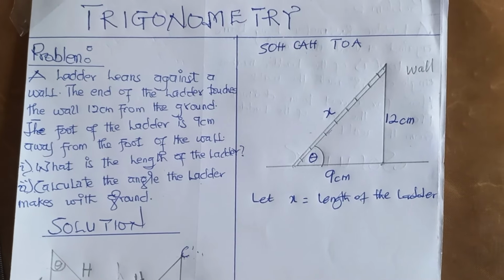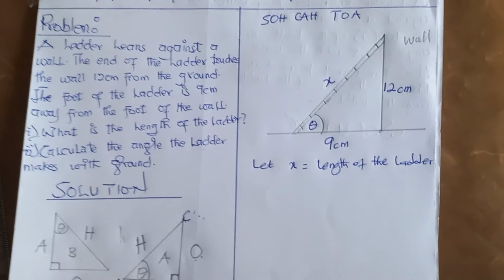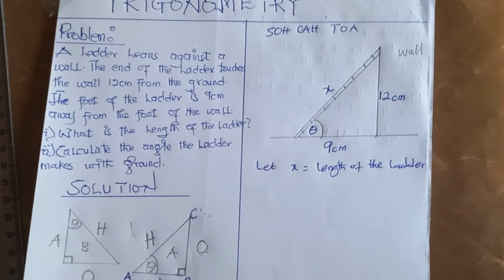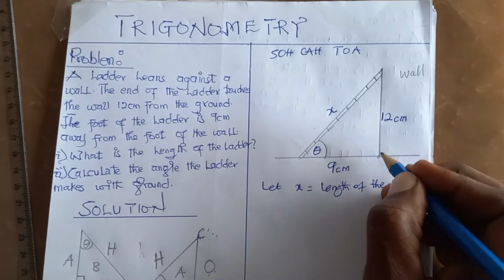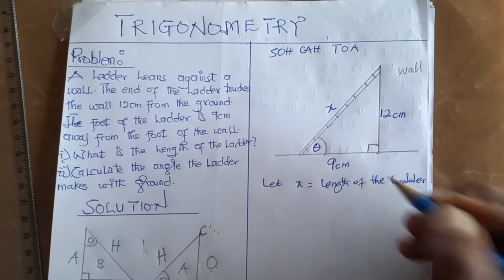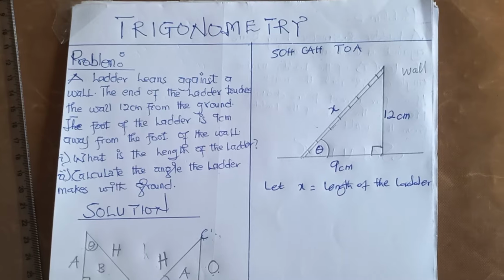Now let's start to calculate it. Look at this very carefully. You can see that it is similar to a right angle triangle. Don't forget that the wall and the land, it forms what? A 90 degrees angle. You see, a right angle triangle that we are getting.